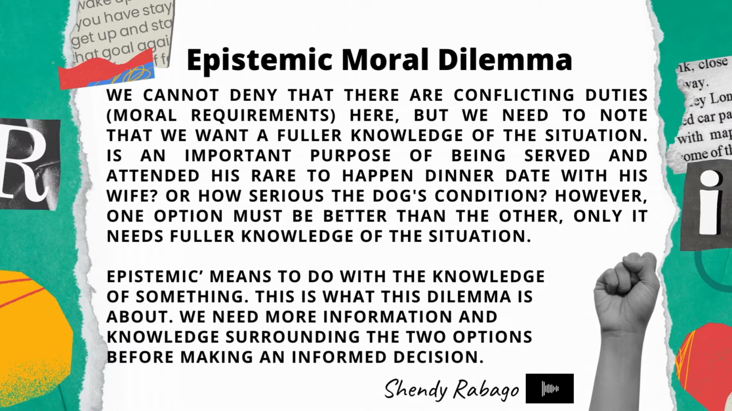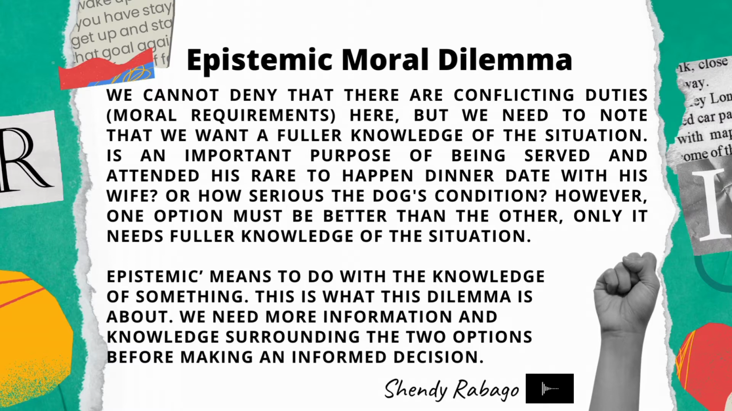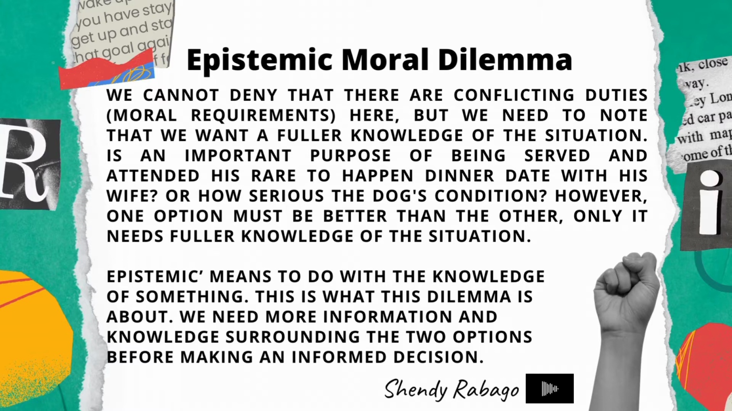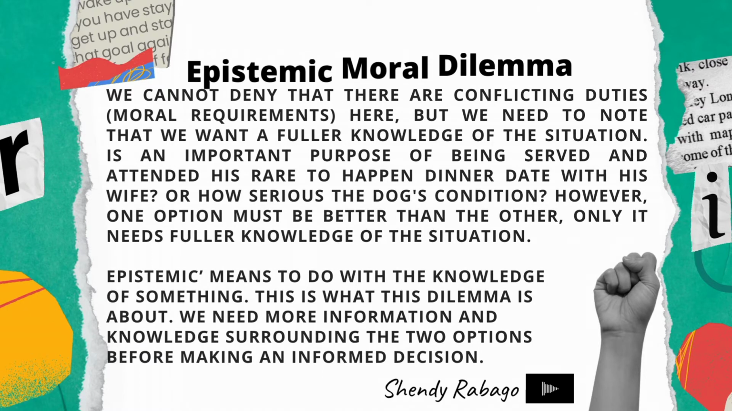So when we say epistemic, it means to do with the knowledge of something. This is what this dilemma is all about. We need more information and knowledge surrounding the two options before making an informed decision.